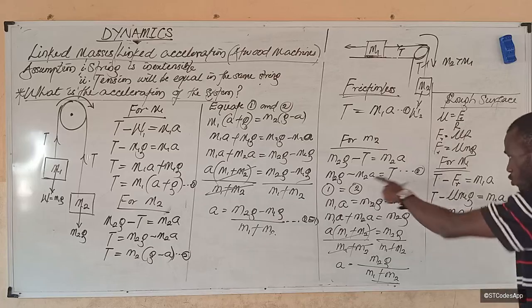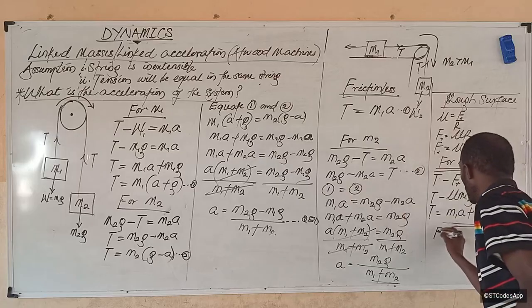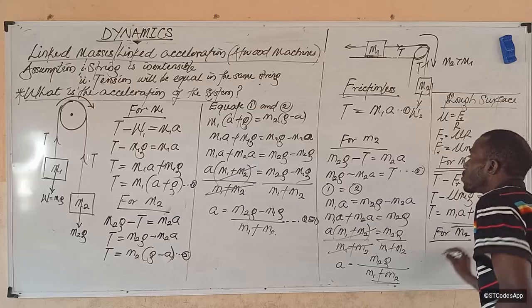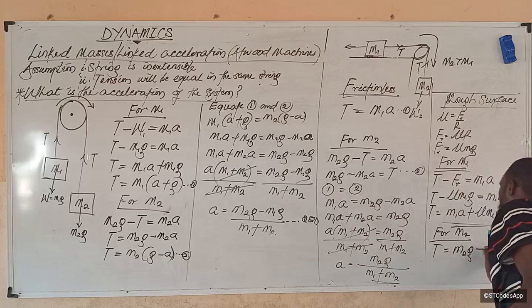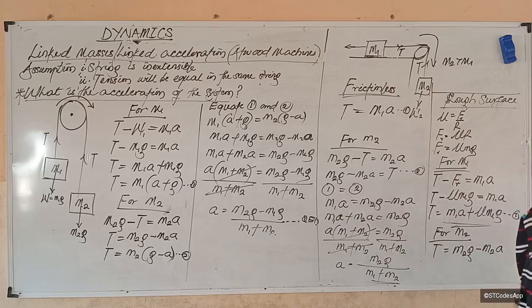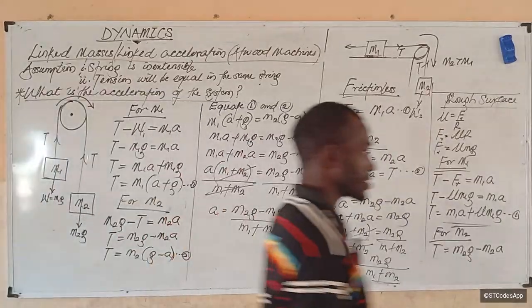Equation 2 still remains the same because we have not altered anything. So for body 2, for M2, tension is still equal to M2G minus M2A. Is that clear? By the time we equate 1 and 2, let's bring that here. I hope you're understanding it now. It's very simple.